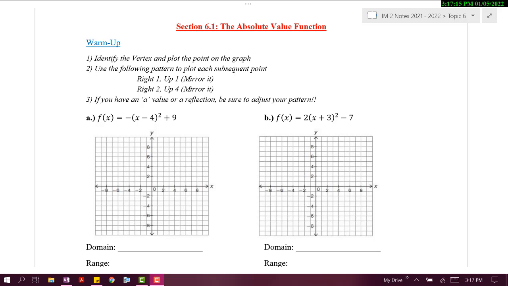When we graph our parabolas, we identify the vertex. We don't use the pattern. We use a table of values. But you could use a pattern if it makes sense to you.